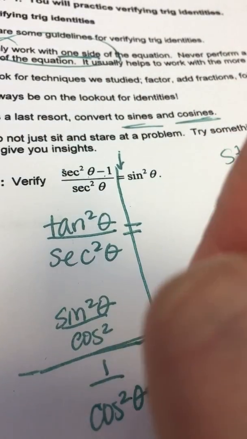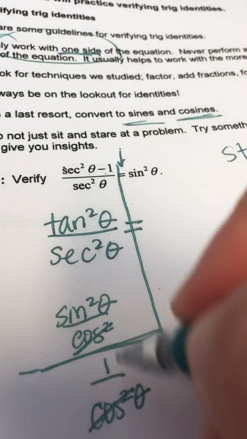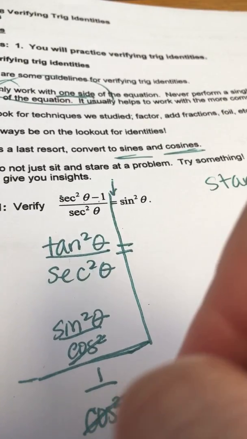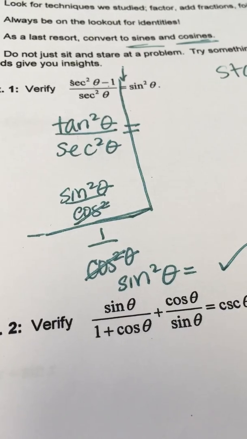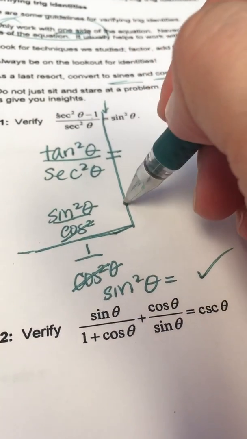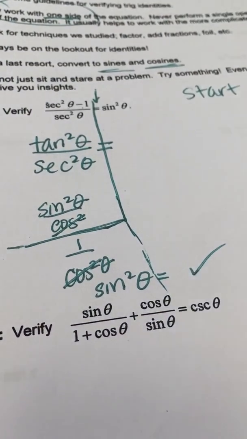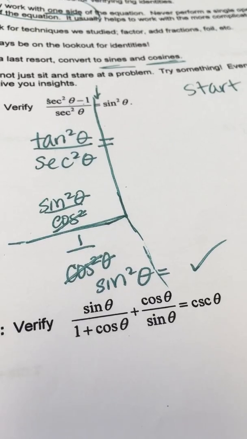Alright, so tangent is sine squared over cosine squared. Secant is 1 over cos squared. So you can see I have sine squared, which is what you're trying to get. So really, just keep working with the one side and try to get to the other side. That's really what you're doing.